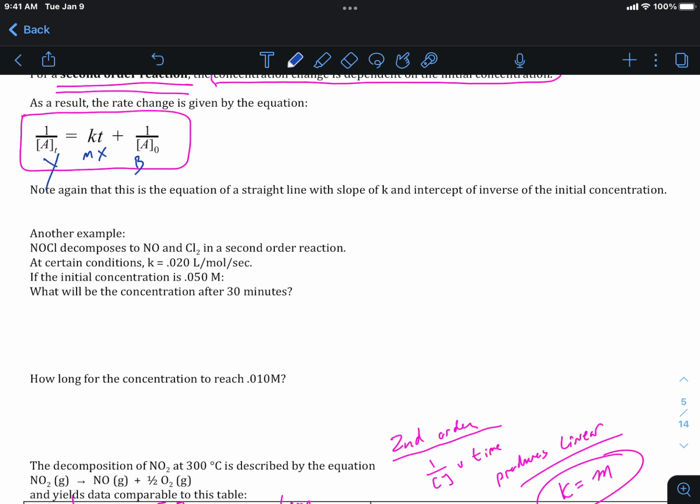Okay, so a practical application of this. Let's say we have NOCl decomposing to form NO and Cl2, right? And it is known that this is a second order reaction. So we're going to use our second order integrated rate law. Here's what we know. K, the constant, is known, the initial concentration is known. What will be the concentration after 30 minutes? So it's A sub T that we're trying to find.